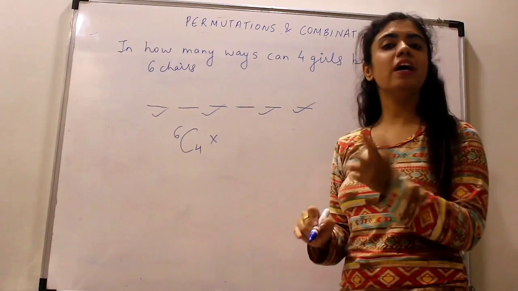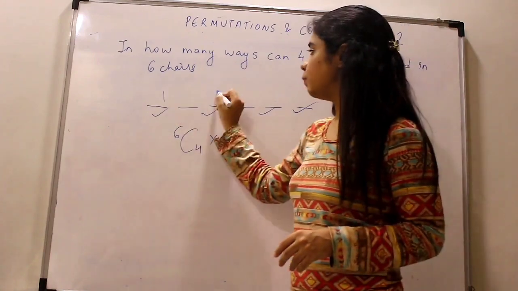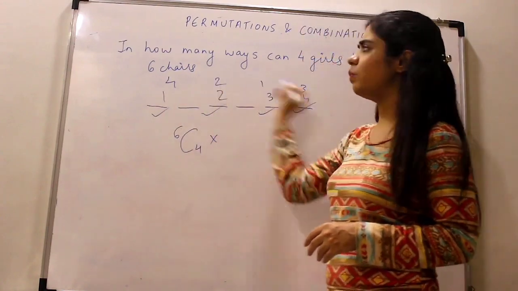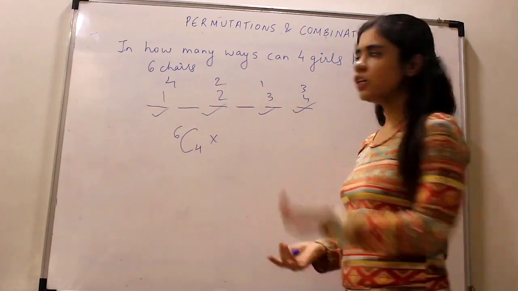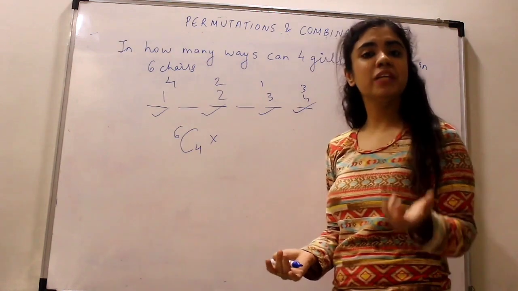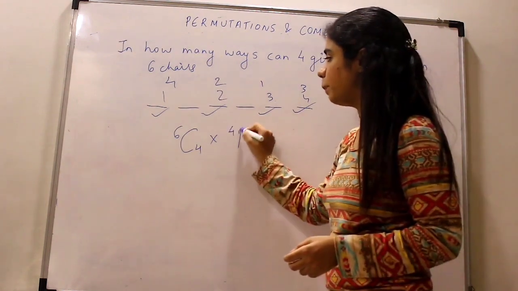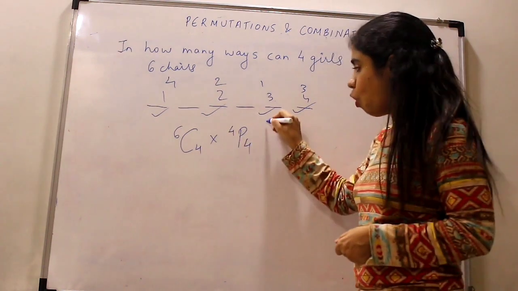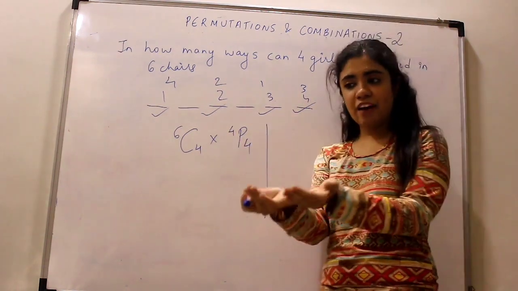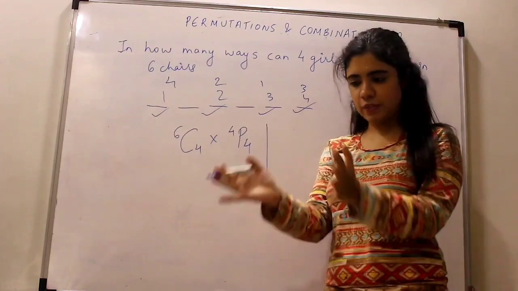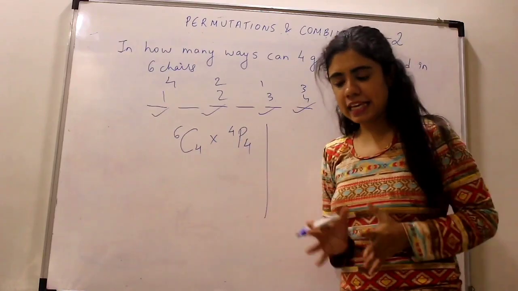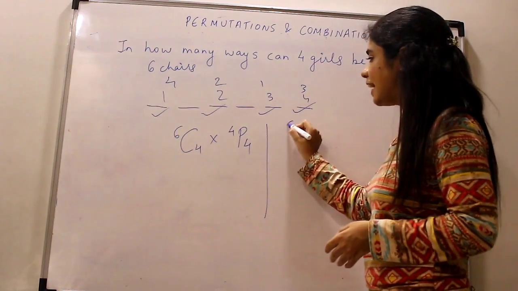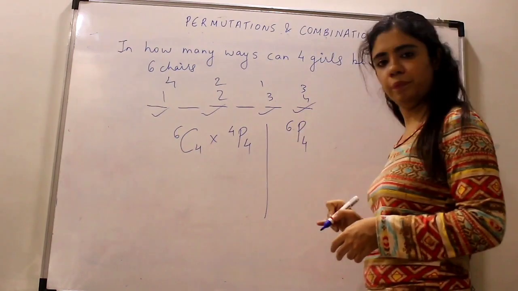Into, you will have to arrange the girls. I can have girl 1, 2, 3, 4. I can have girl 4, 2, 1, 3, whatever. So there are different ways. So the 4 girls have to be arranged in 4p4 ways. So this is how you tackle the problem. Or another way would be, out of the 6 chairs, I will select 4 chairs and then I will arrange the 4 girls on the chairs. So I can directly write it as 6p4.